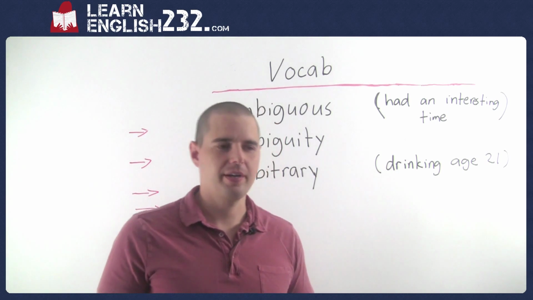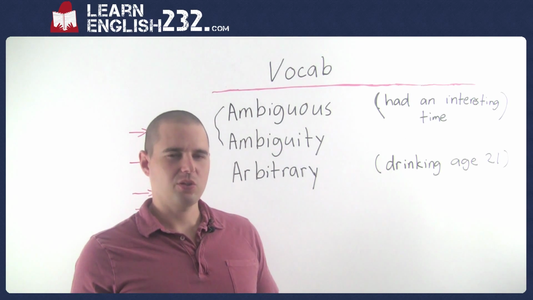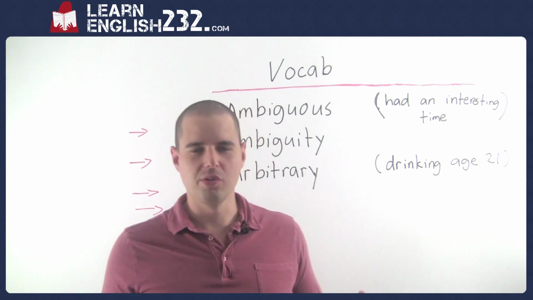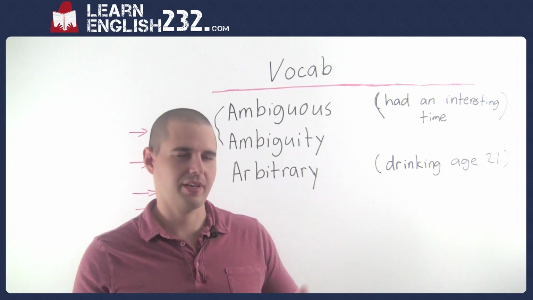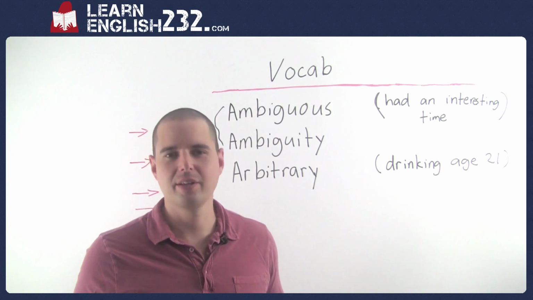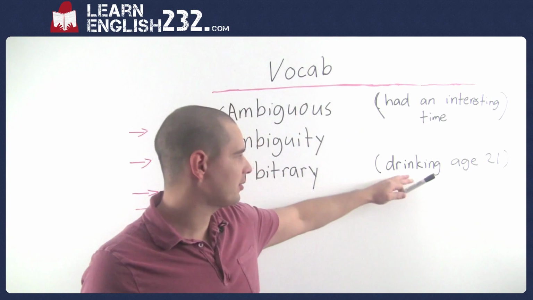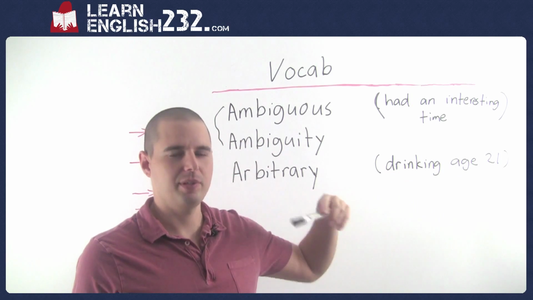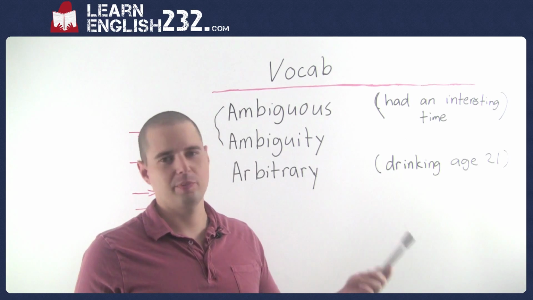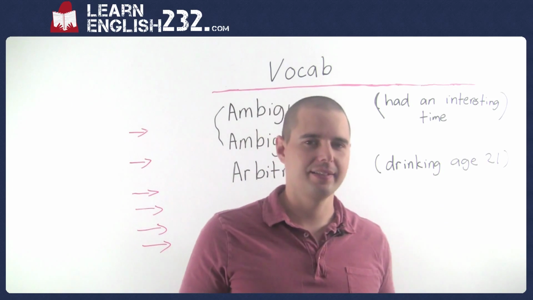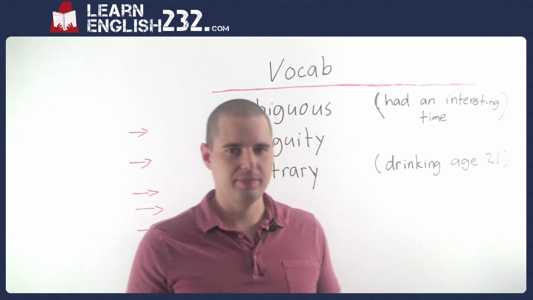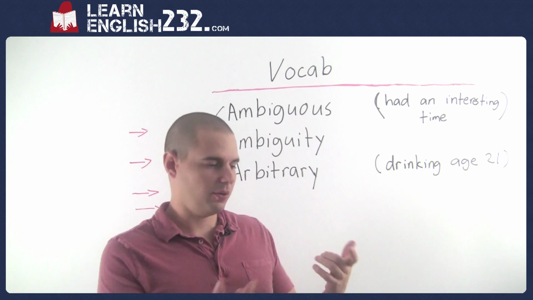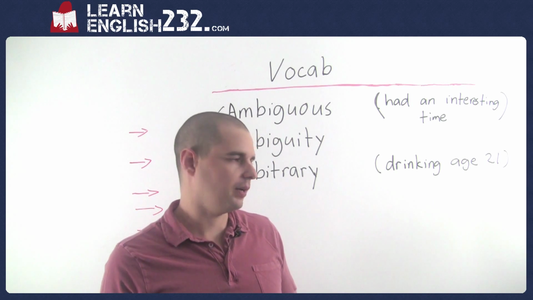Something is arbitrary. It means that there is a rule, but there's no real reason for the rule. There's not a lot of logic behind it. It's just kind of someone made it for some random reason. Like for example, in the US, I believe in most states, to drink alcohol, you have to be 21 years old to buy it. Of course, younger people can figure out how to get it illegally. But the point is, you got to go in with your driver's license and prove that you are 21 if you want to buy alcohol.